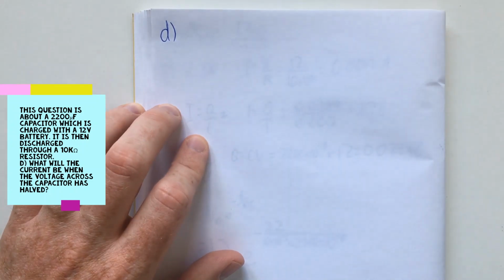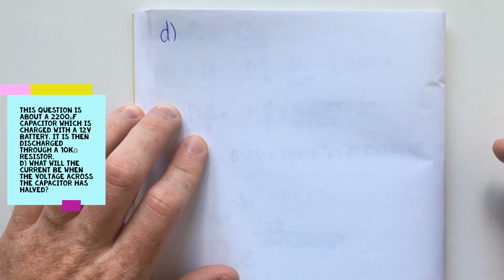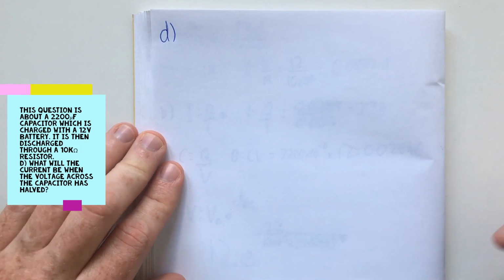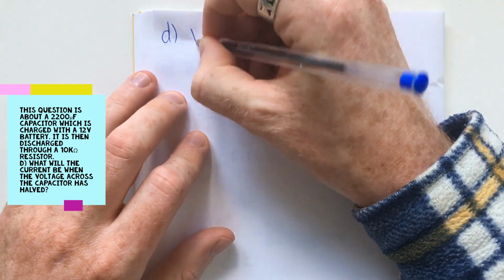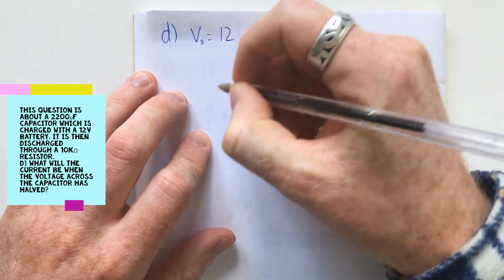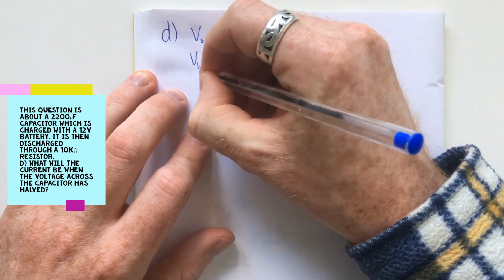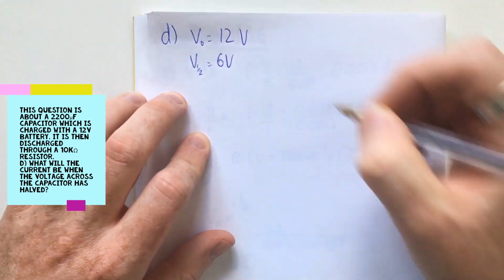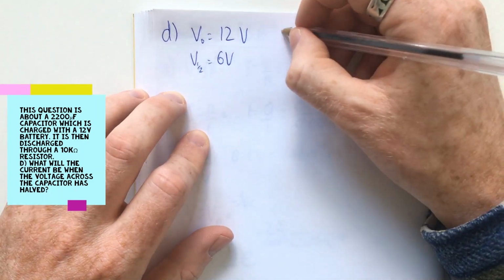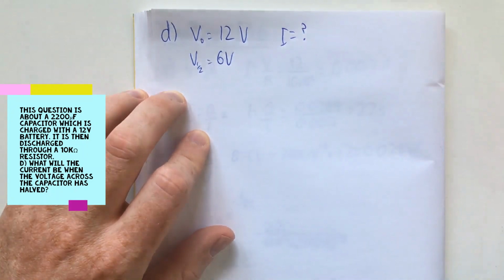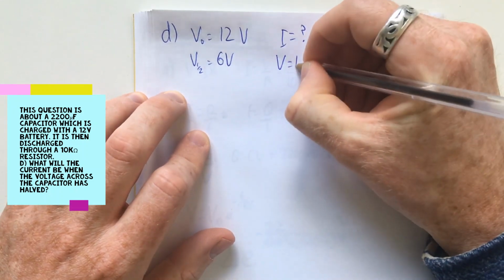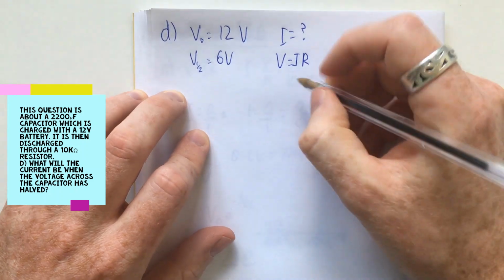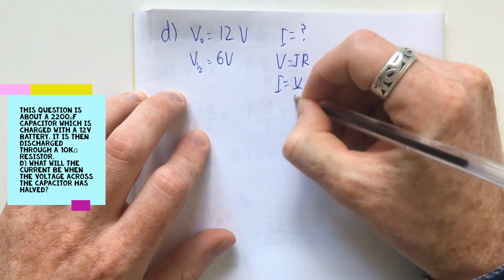Part D now. I have to work out what the current will be when the voltage across the capacitor is halved. So the initial voltage was 12 volts, so the voltage when it halves will be 6 volts. And I have to work out the current at that time. So I'm just going to use V equals IR again here. I'm going to rearrange for I, and I get V over R.